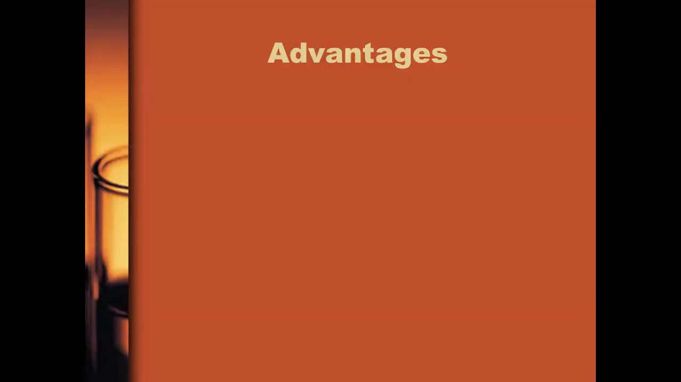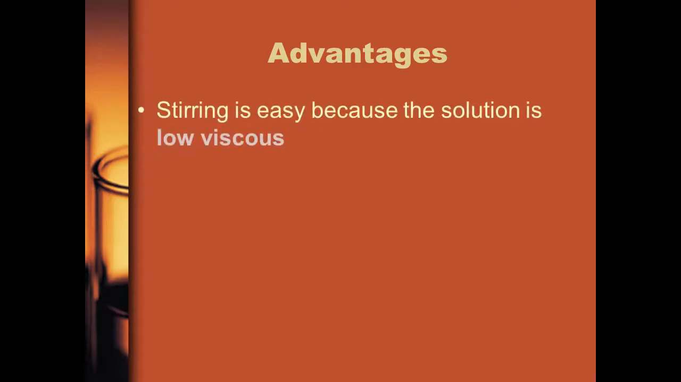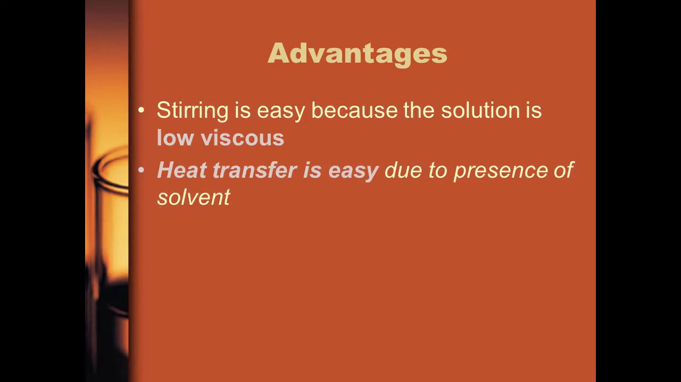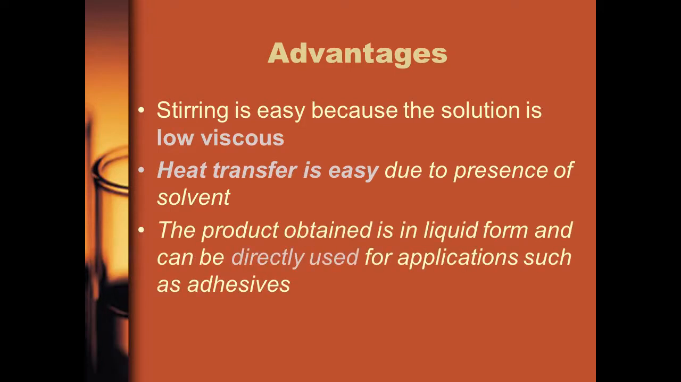Now we look into the advantages of this polymerization. Stirring is easy because we are using a solvent and the solution becomes less viscous, and the reaction is not much exothermic because of the presence of solvent. Heat transfer is easier. The product obtained is in liquid form, and sometimes it can be used directly for applications such as adhesives, and the polymer can be removed by evaporation or by precipitation.